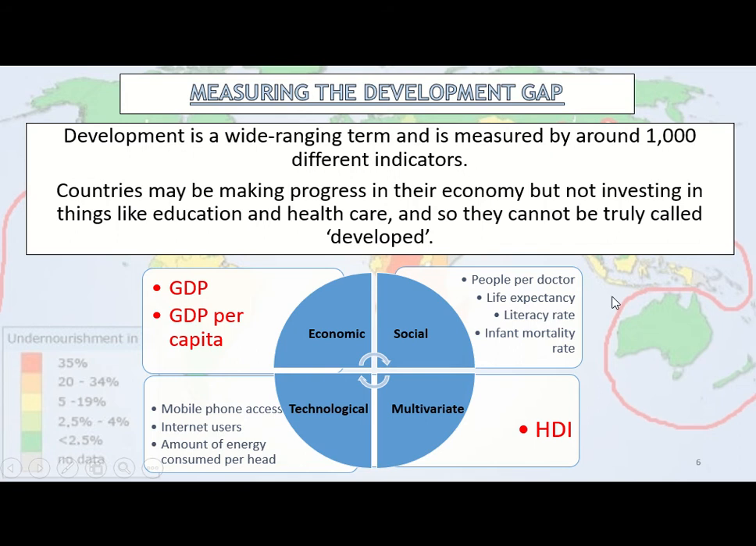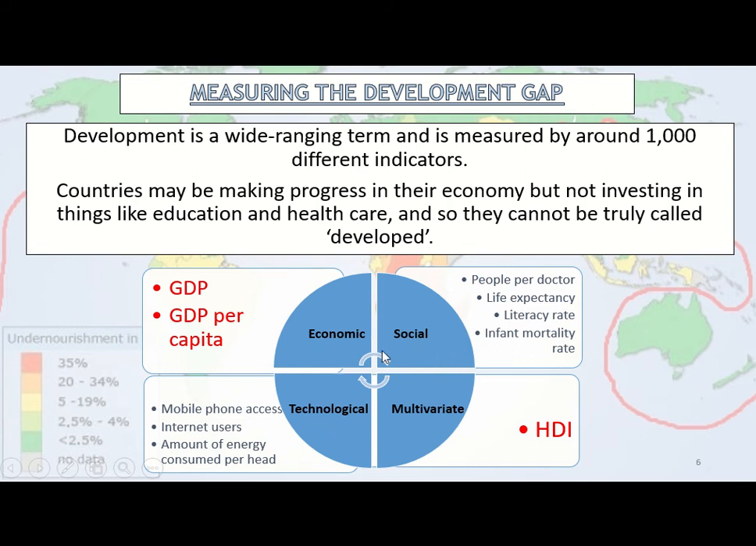Now, what I'd like you to do with your mind map, which you've just completed, is firstly, I want you to color code it, or categorize it. So I want you to take all of your development indicators that you've put on there, and tell me if they are an economic one, a social one, a technological one, or a multivariate one. Now this one, ignore for a second. I'm actually going to do that separately. So just these three: social, economic, technological.